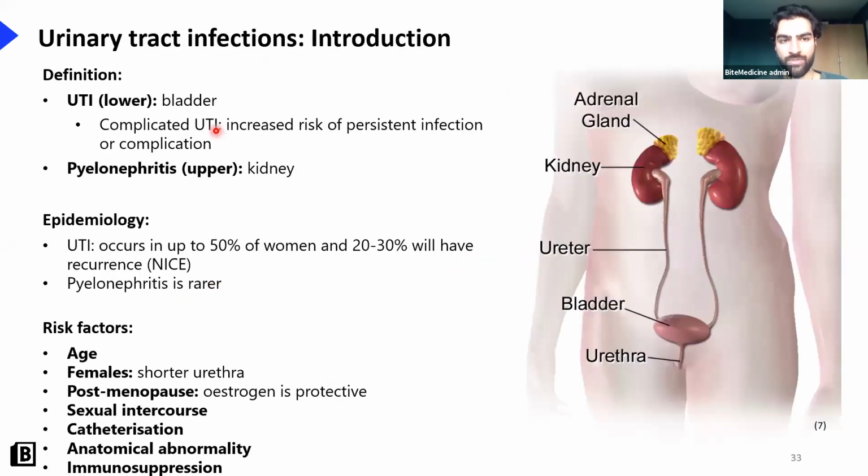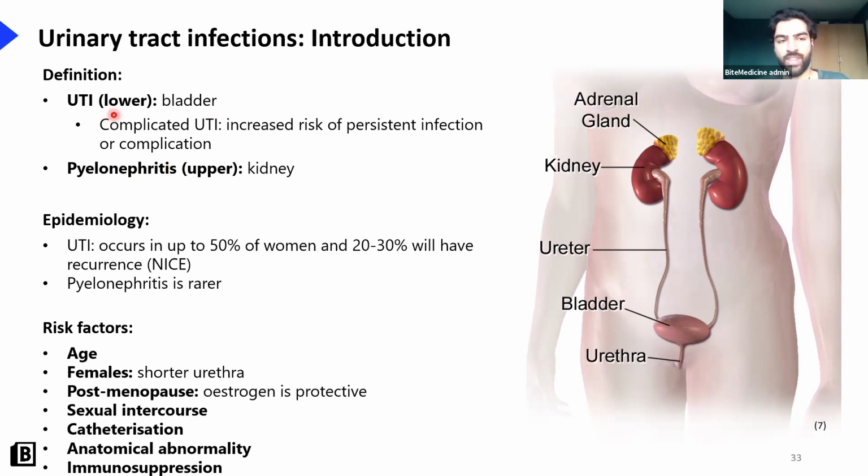Okay, so how do we define the infections here that we're talking about? So we have UTIs, which typically mean bladder infections, i.e. cystitis. So when we say the patient has a UTI, we mean they've got a bladder infection. When we're talking about upper urinary tract infections, i.e. those infections affecting the kidneys, that's called pyelonephritis. So UTI refers to a bladder infection, and upper tract infections of the kidneys are called pyelonephritis.